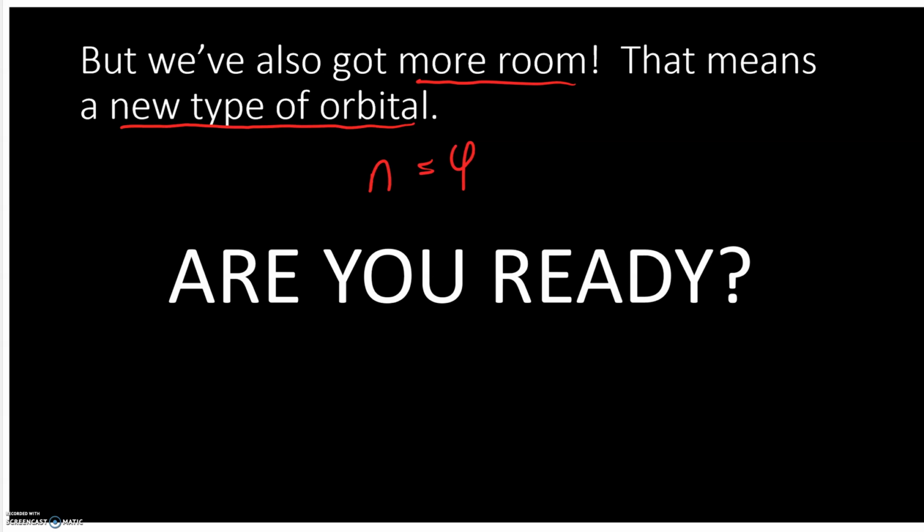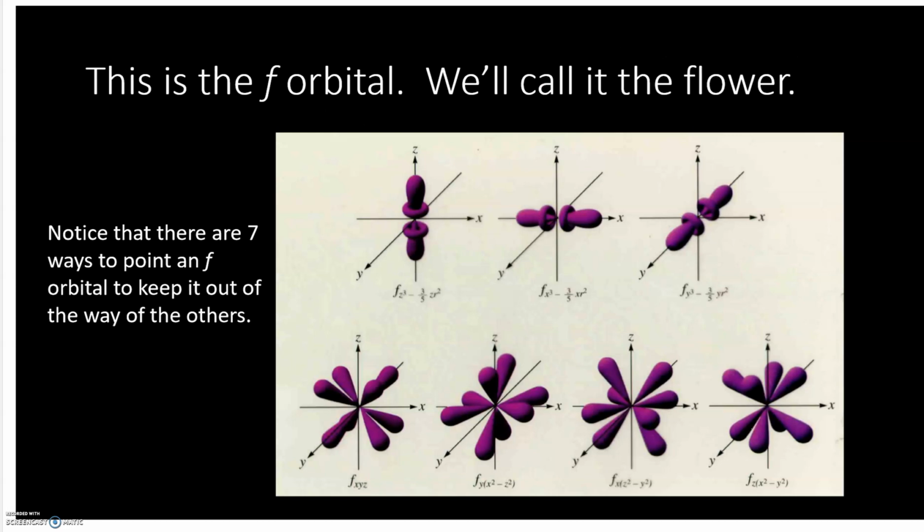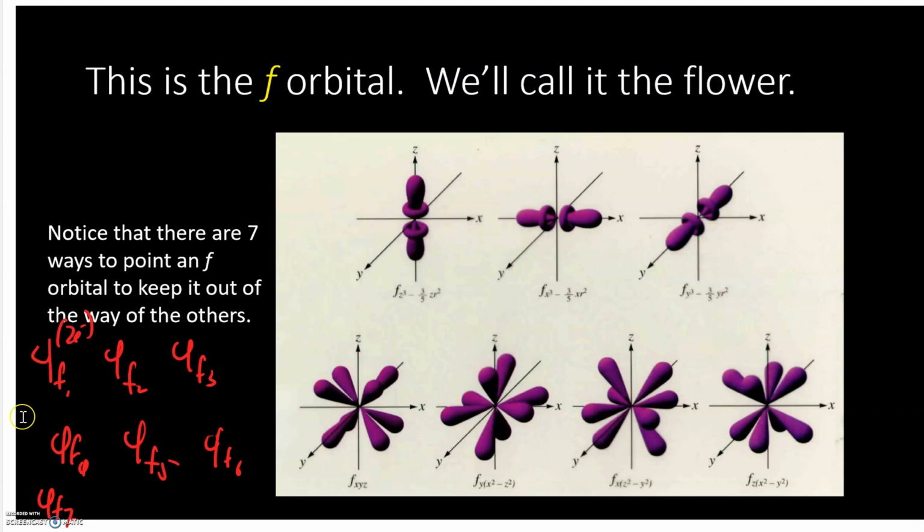So, are you ready? This one's weird. We're going to call this the flower orbital, even though it doesn't look anything like a flower, but that means we'll call it the F orbital for short. And there are 7 ways to orient this. We'll call this the 4F1, 4F2, 4F3. It doesn't really matter. We're never going to look at these individually. 4F5, 4F6, and 4F7. And they can each hold 2. So despite how weird looking they are, that's as much as they can hold.